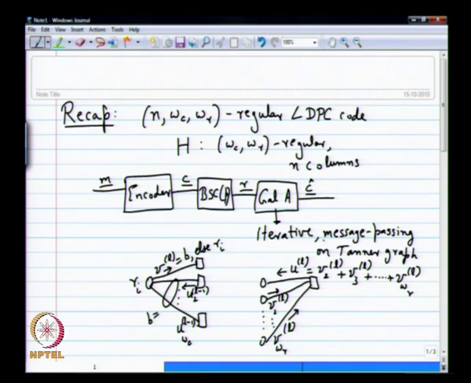The messages are basically estimates. First of all, they flow along the edges, and the edges connect a bit node to a check node. Every message is an estimate of that bit node which is connected to that edge. So that's the main idea.